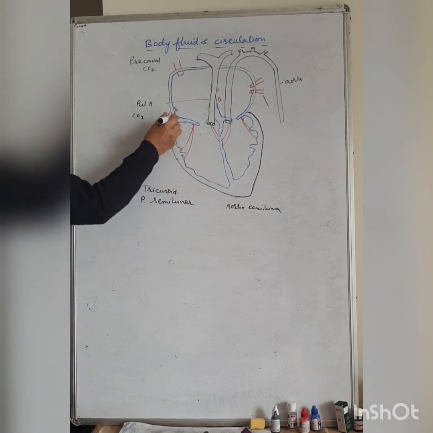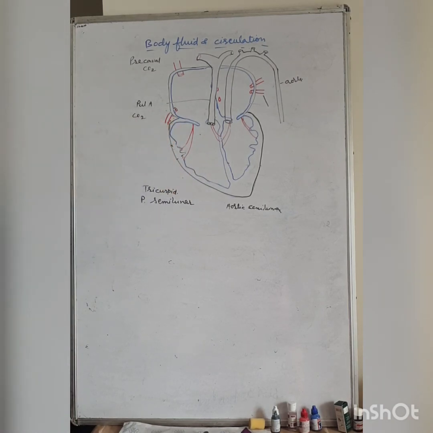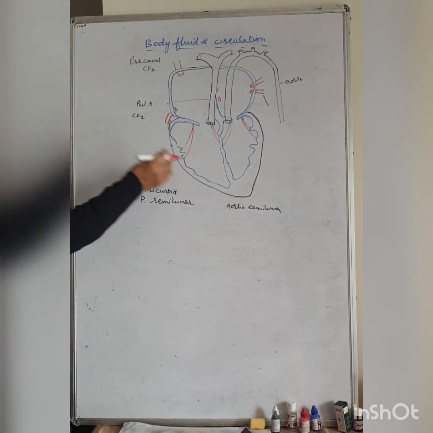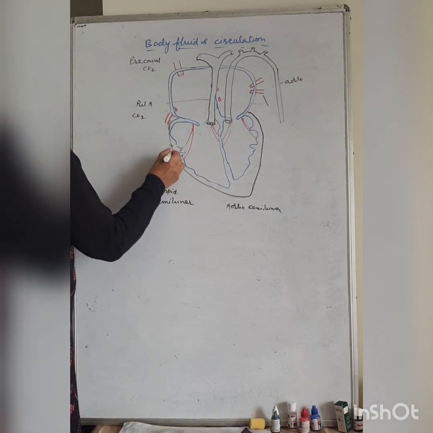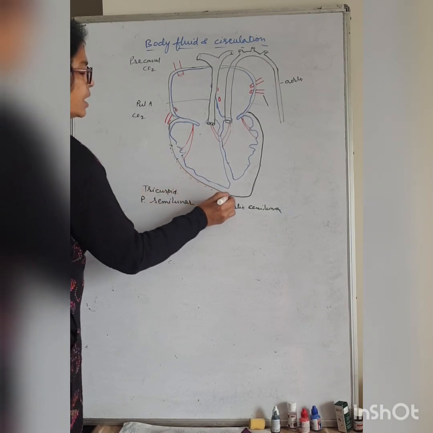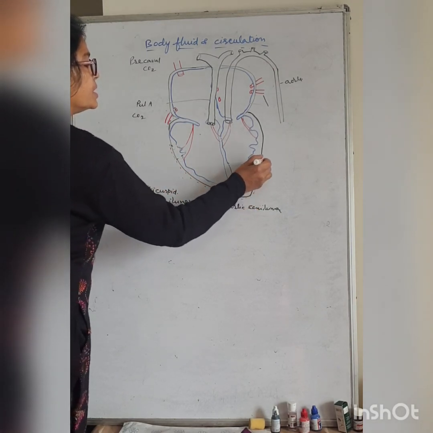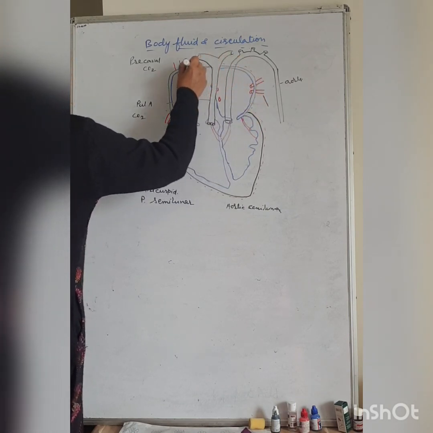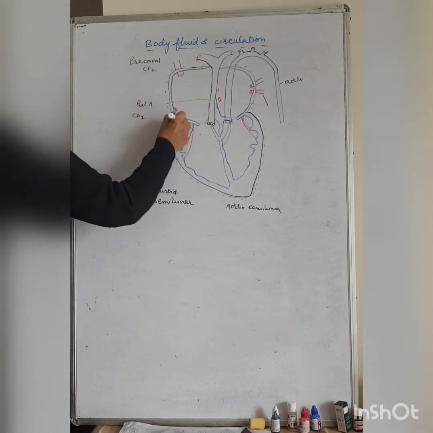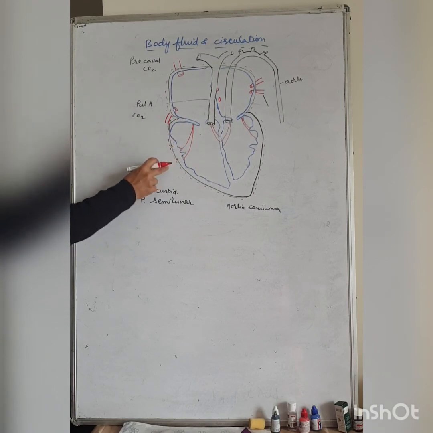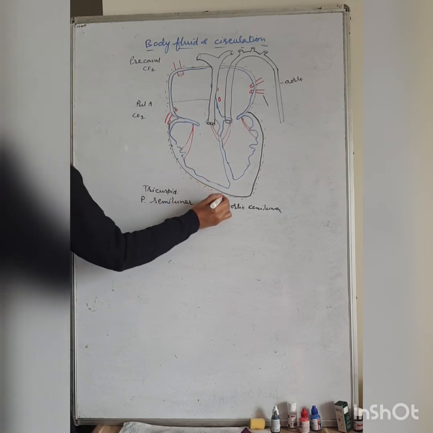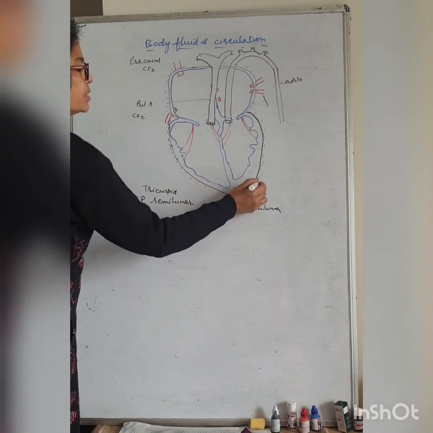And the heart, as we discussed earlier, is covered by three coverings. What I am showing here is the pericardium, and the pericardium is made up of two layers. The outer one is parietal, the inner one is the visceral membrane.